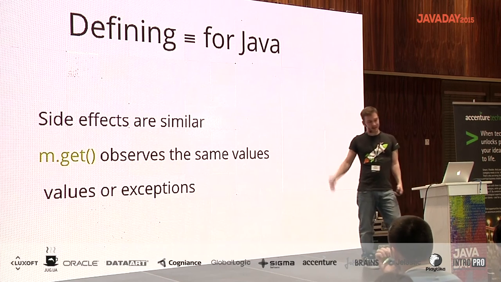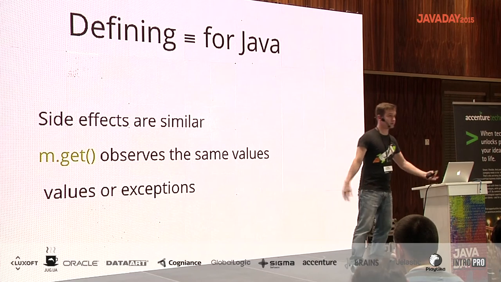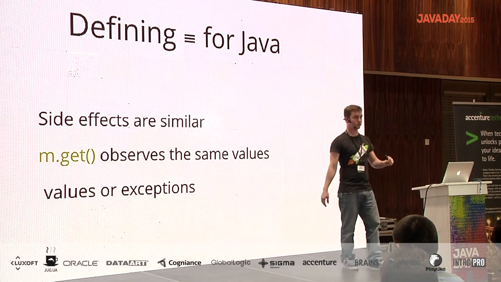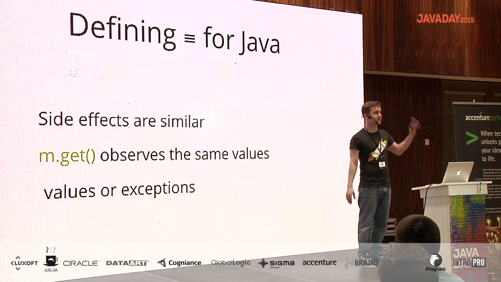So when we have this identity, and we want to prove that some code follows some specification, what do we do? Who knows what we do when we want to figure out if the code follows a specification?